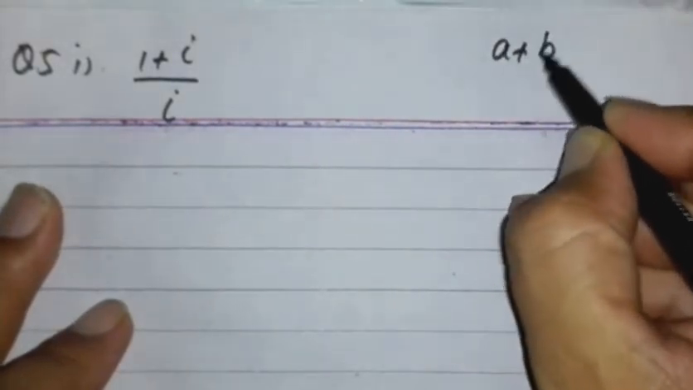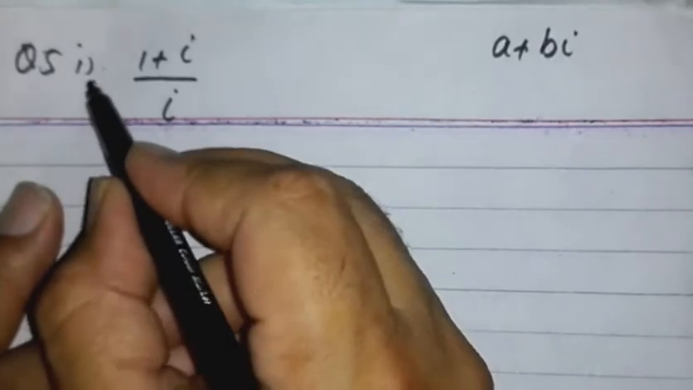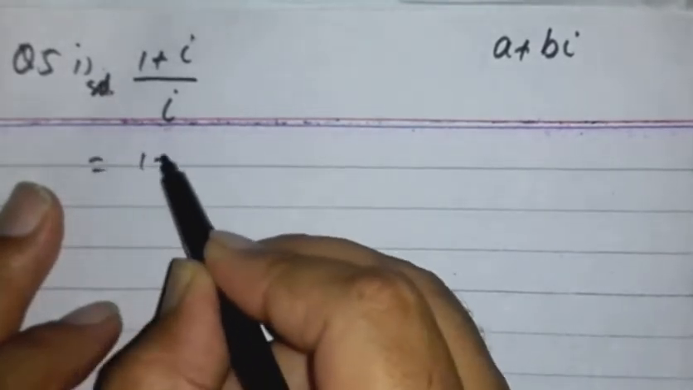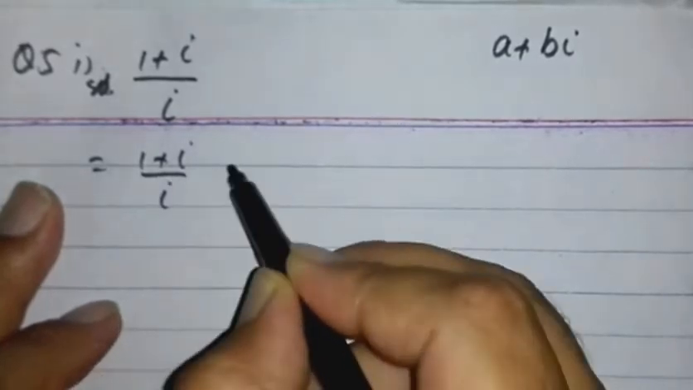Question number 5. Perform the division and write the answer in the form A plus B iota. Solution: 1 plus iota divided by iota.